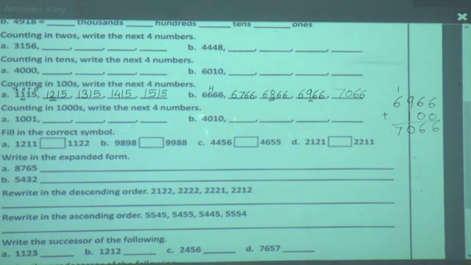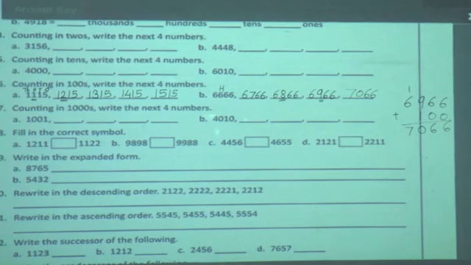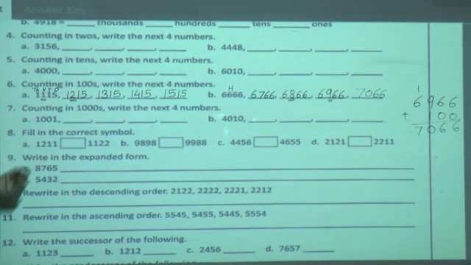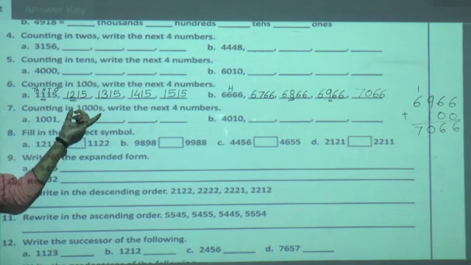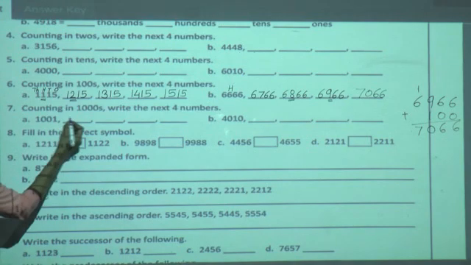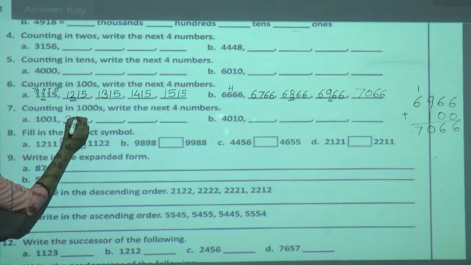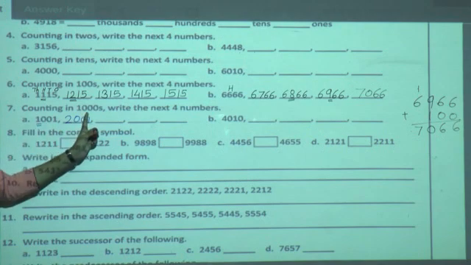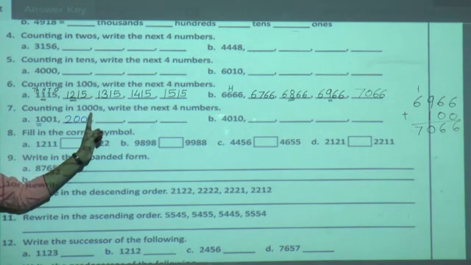Now see the next question. Counting in thousands. Write the next four numbers. Now here counting in thousands means we have to add 1000 in the given number, and the number is 1001. Add 1000 in this number, what we will get? 1001 plus 1000, we will get 2001. We are going to change only thousands place digit because we have to count the given number in thousands.